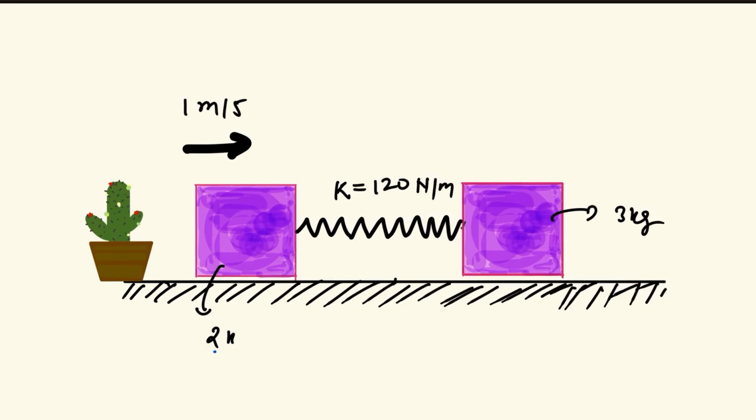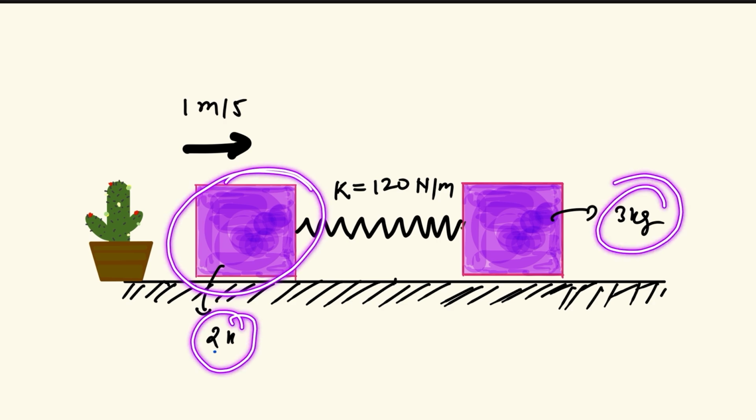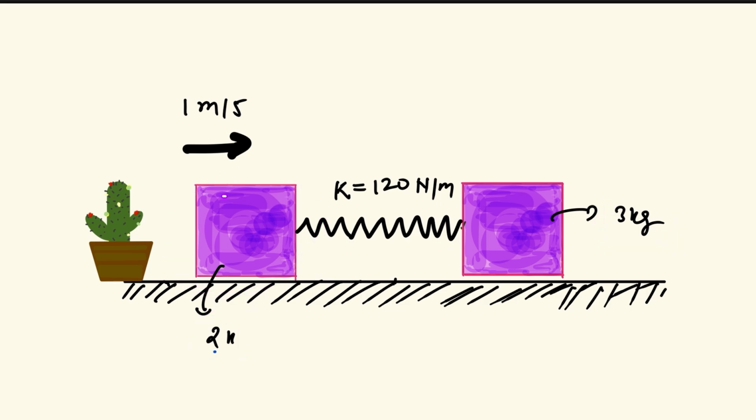In this video, we are going to solve this interesting problem. So let us first understand what the problem is. There are two blocks of masses 2 kg and 3 kg. This block is moving in this direction and this one is at rest on the floor. There is no friction between the block and the floor, so the floor is frictionless.